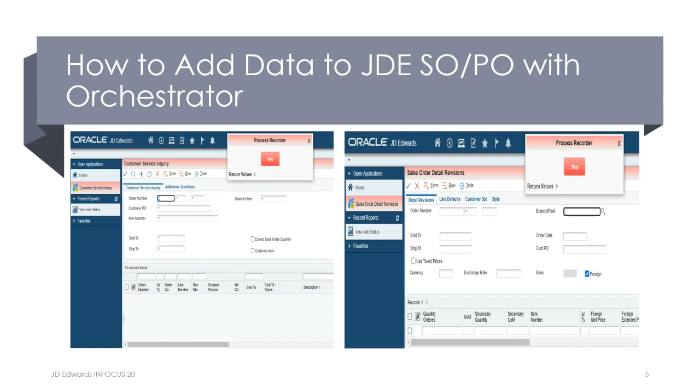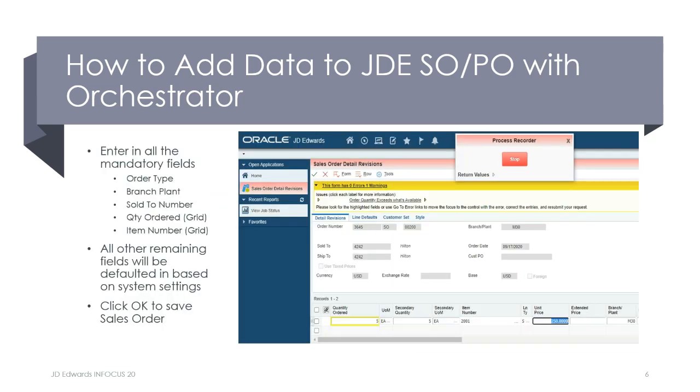Now you are going to enter in data and create an actual sales order. So you'll enter in all of the mandatory fields: order type, branch plant, sold to number, quantity ordered, item number. All the other remaining fields will be defaulted in based on system settings. You'll click OK to save a sales order.